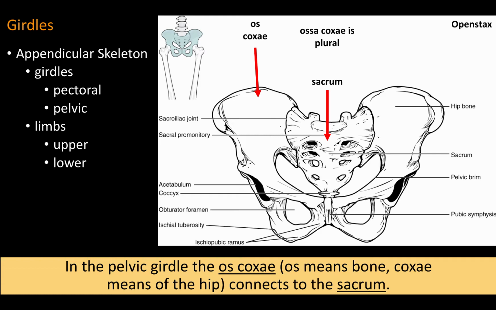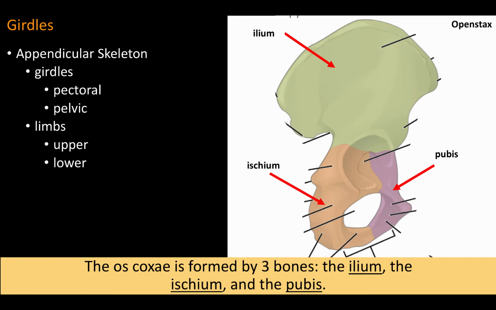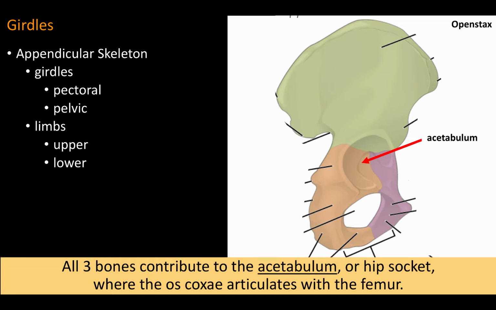In the pelvic girdle, the os coxae, os means bone, coxae means of the hip, connects to the sacrum. The os coxae is formed by 3 bones: the ilium, the ischium, and the pubis. All 3 bones contribute to the acetabulum, or hip socket, where the os coxae articulates with the femur.